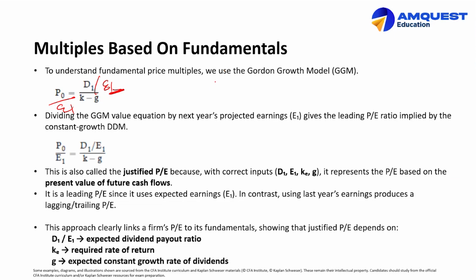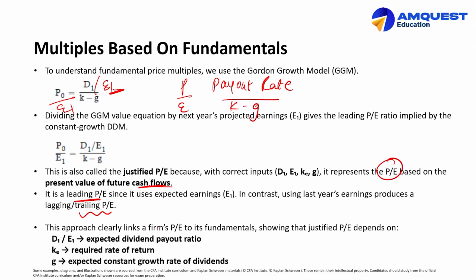D1 divided by E1 is the expected payout. So this is the payout rate. And यहाँ पे we have K minus G. So this is my justified PE ratio. ठीक है, it is called justified PE ratio because it represents PE based on present value of future cash. This is a leading PE ratio. एक होता है trailing मतलब historical data, leading मतलब forward expected data. Trailing PE is also called as lagging PE.